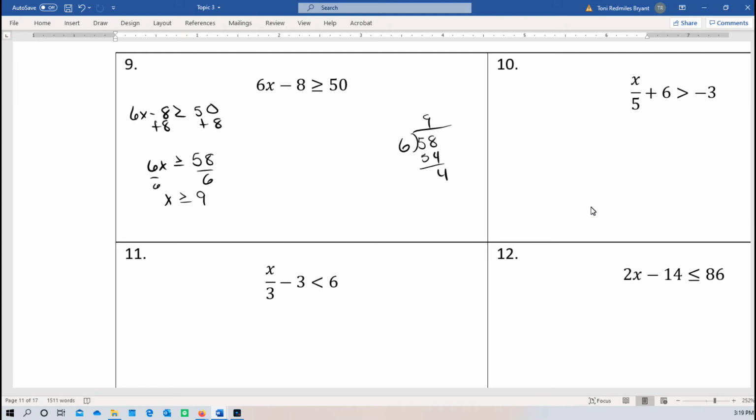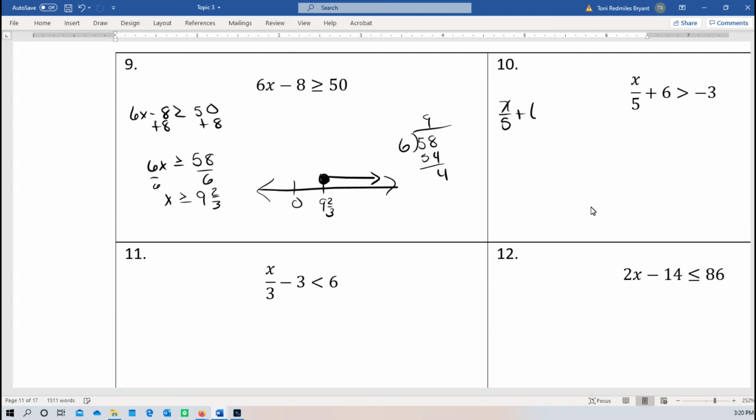So 4 over 2 is the same as 2/3. So 9 and 2/3. Okay, that's our x. So x is the stuff greater. So it's 10, it's 11, 12, and it also includes that 9 and 2/3.